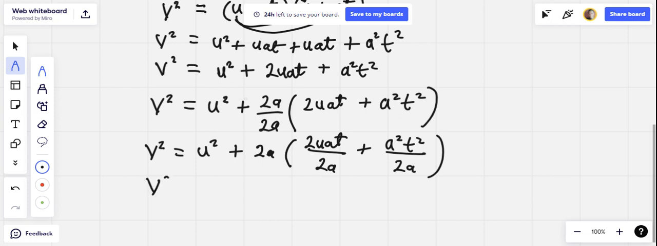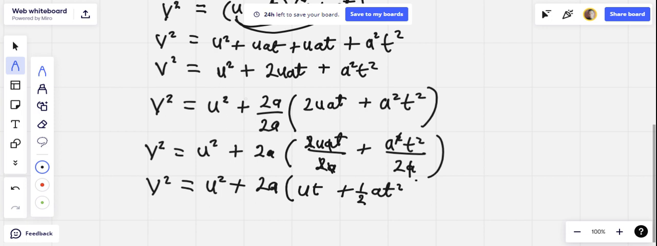So that we now have V squared equals U squared plus 2A into, from here you can see that 2 will cancel 2, A will cancel A. What will be left is what? UT plus, from here you see this A will cancel one of the A's here. You know here there are A times A, that's 2 A's. So this A will cancel one of those A. So you are now left with 1 over 2 of what? AT squared. 1 over 2 AT squared.